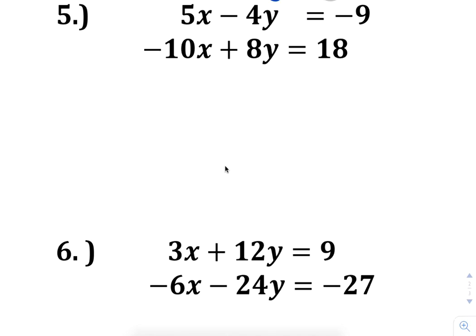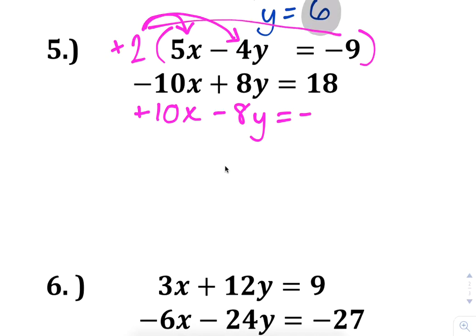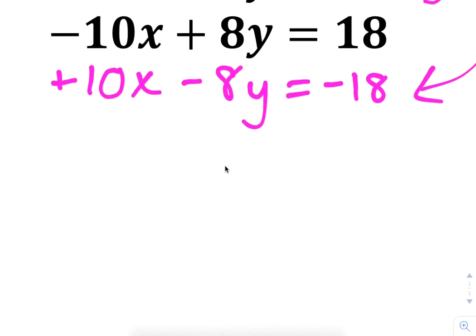All right, so I'm going to do the x's this time. Let's say I want to take 5x and change it into a positive 10x. Well, how do I do that? I would have to multiply it by a positive 2. So I'm going to take this whole line and multiply it by a positive 2. So 2 times 5x is 10x. 2 times negative 4, ooh, look at us getting lucky, negative 8y, which happens to be what I wanted anyways. And 2 times a negative 9 makes a negative 18. So my new line is down here, okay? All right, so this is what I'm looking at.